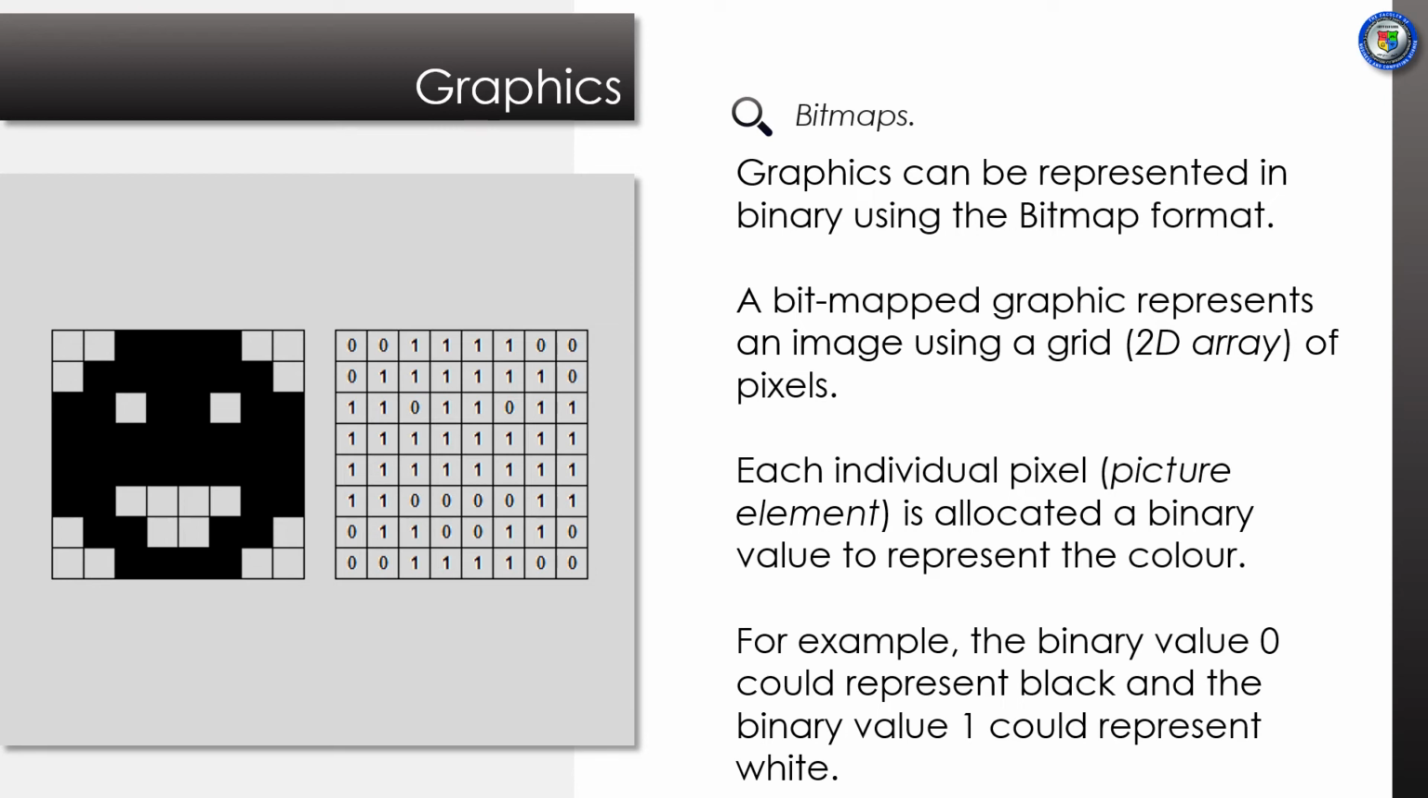A bitmap graphic represents an image using a grid or 2D array of pixels. Each individual pixel or picture element is stored and is allocated a binary value, which represents the colour associated with that pixel. For example, the binary value 0 could represent black, and the binary value 1 would represent a white pixel. When it comes to colour graphics and colour bitmaps, these binary values get much more complex.